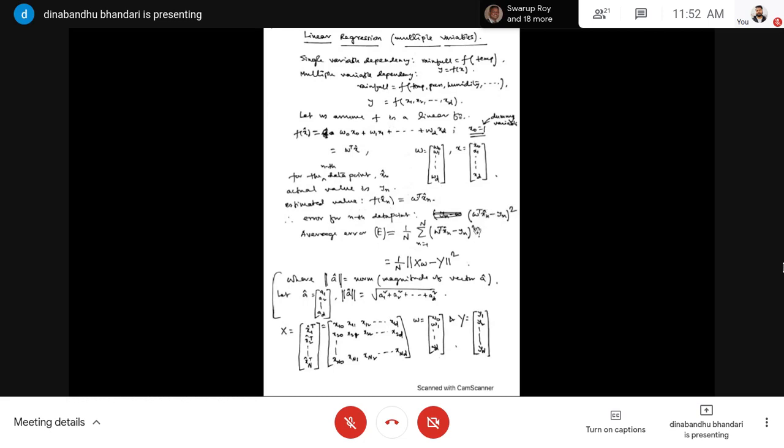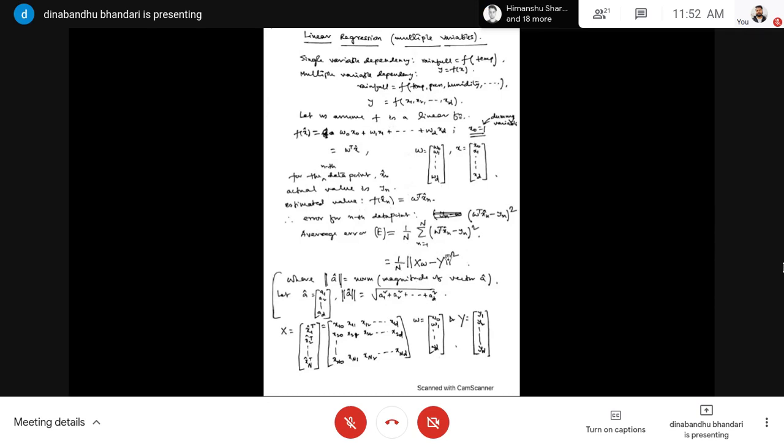Now, what will be the average error for all the capital N data points? You sum this up over n equal to 1 to capital N and take the average. This is the one. Don't worry about all these notations. Once I explain, it will be very easy. So what we have here is W transpose x1 minus y1 whole square plus W transpose x2 minus y2 whole square up to W transpose xN minus yN whole square.